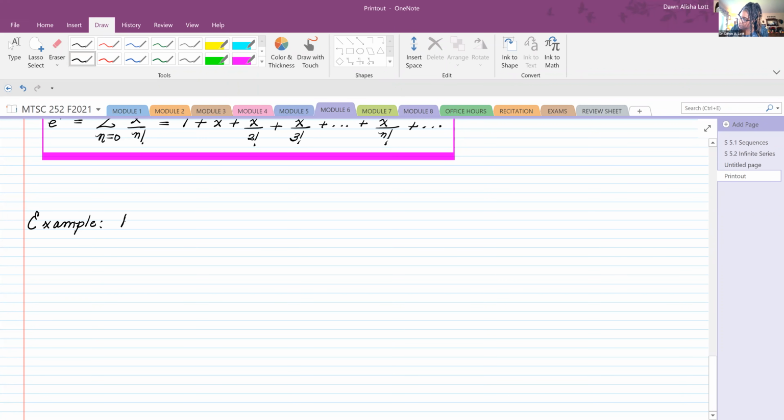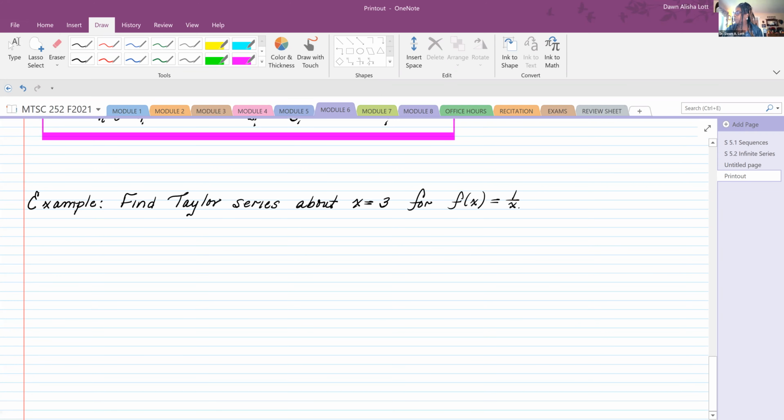So find the Taylor series about x equal to 3 for f of x equaling 1 over x. Okay, draw the same table.